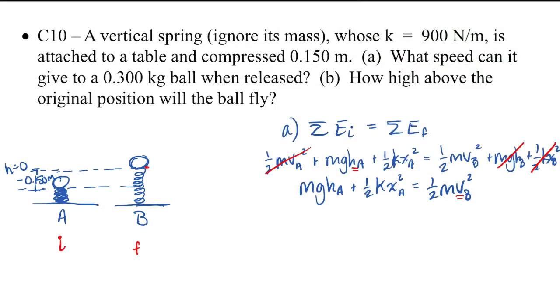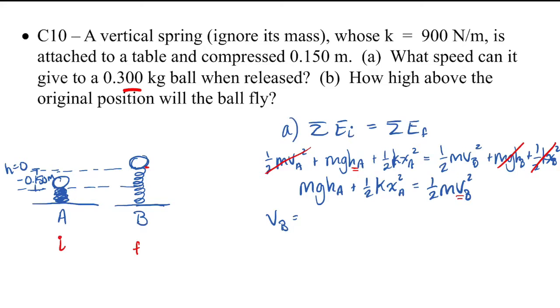Let's make sure we have everything there. Do we have the mass? Yes, we do. We have 0.3 kilograms. Do we have g? Of course. Do we have height? Yep. Do we have k? Yep. Do we have x? That's the same as the height. So look at that. Isn't that nice? So we have everything except for the velocity here.